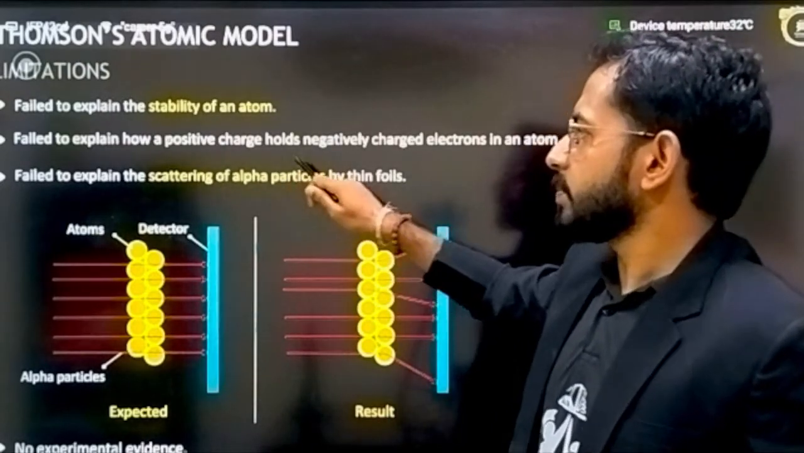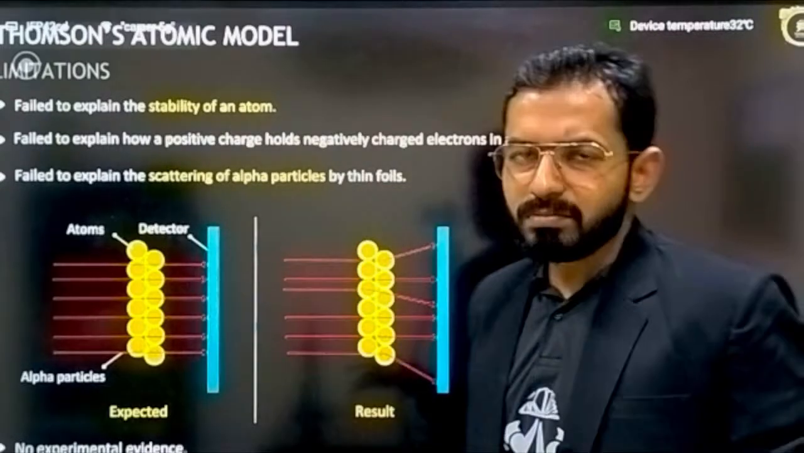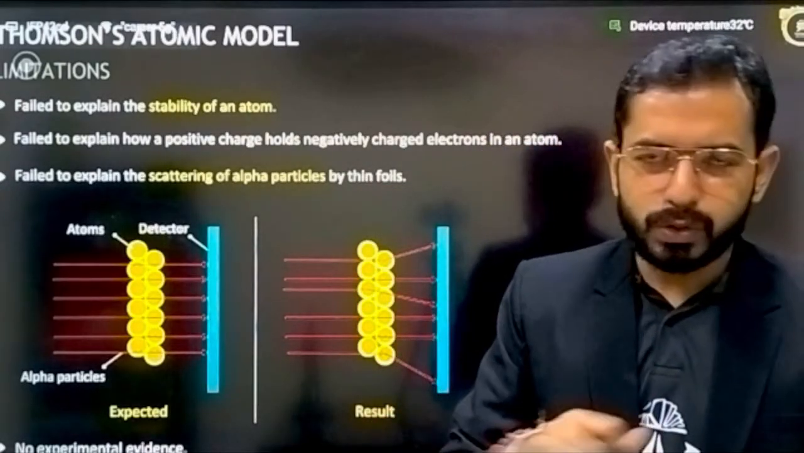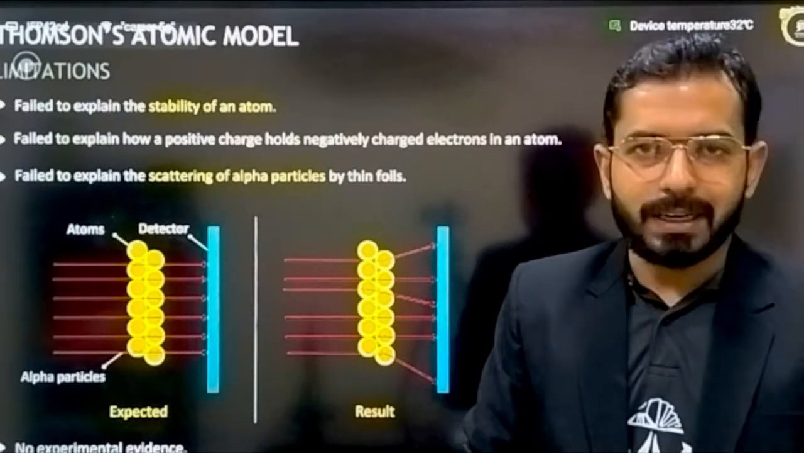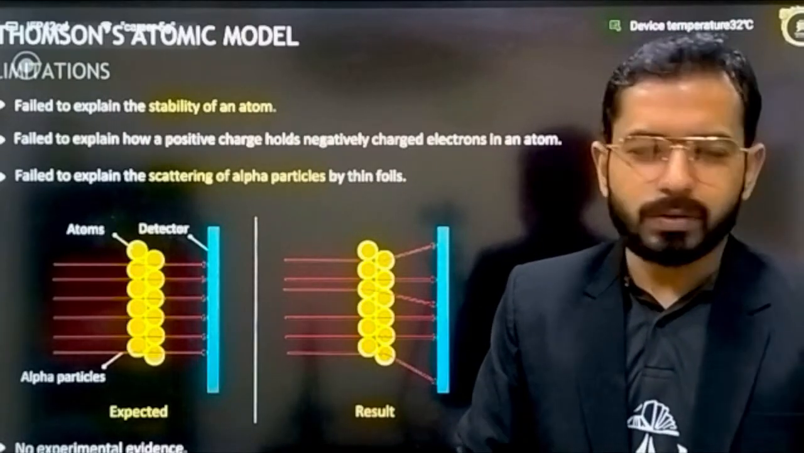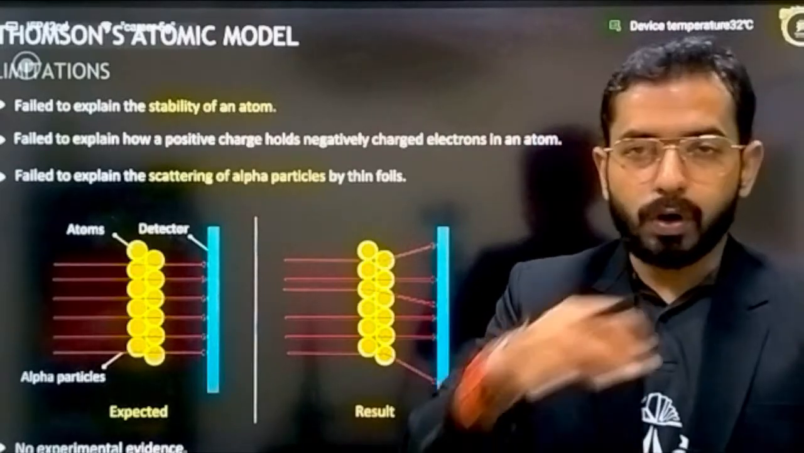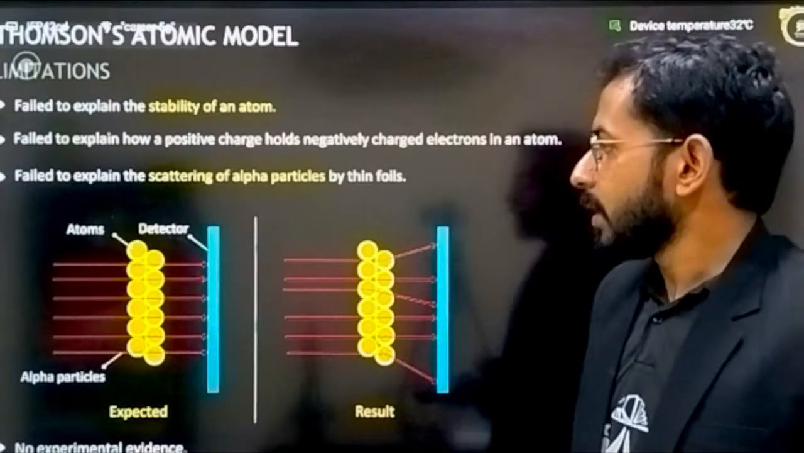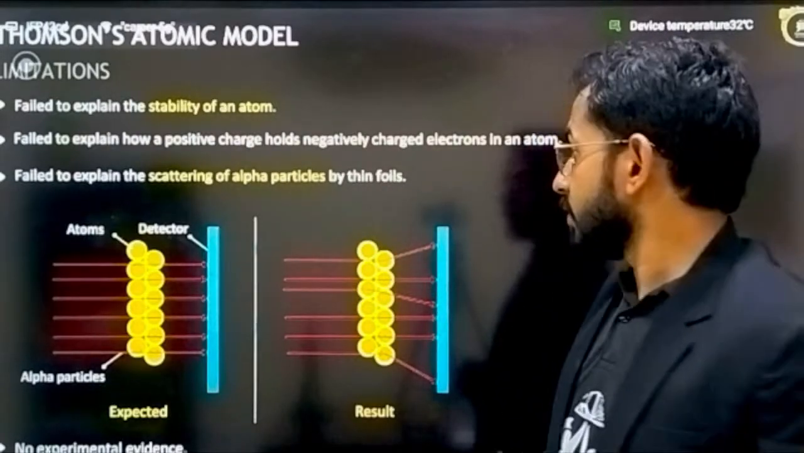Next thing, failed to explain how the positive charge holds the negatively charged electrons in an atom. He just said that they are randomly embedded in it. He did not define why it is random or where it will be. Nothing was explained about how that positive charge is going to hold all those negative charges. Okay. Failed to explain the scattering of alpha particles by the thin foil.